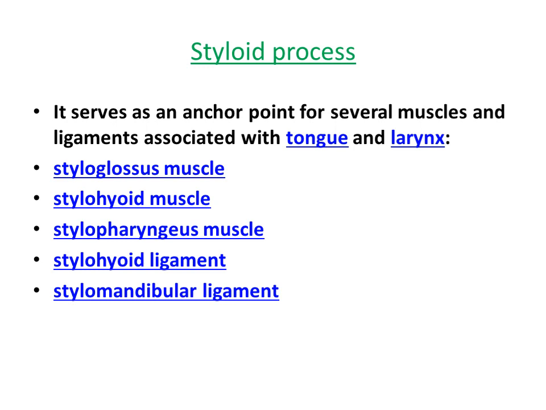Several important muscles and ligaments are attached to the styloid process. The three muscles are styloglossus, stylohyoid, and stylopharyngeus muscles, and two ligaments, stylohyoid ligament and stylomandibular ligament. These are the structures which are attached to the styloid process, and these muscles and ligaments are in close association with the tongue and the larynx.